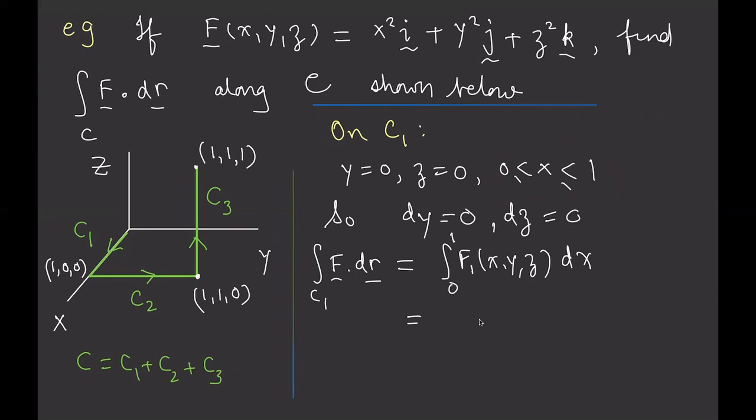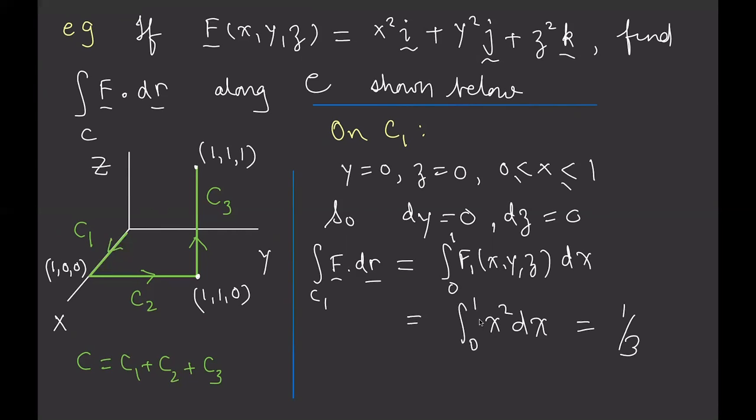Okay, can I do this integral? Well, what is my f1 in this case? My f1 is that. So, oh, that's easy. That's just the function x squared. So I have the integral from 0 to 1 of x squared dx, and this is easy to do. It's x cubed over 3, from 0 to 1. So that's 1/3. So I'm going to get 1/3 over here. Okay.